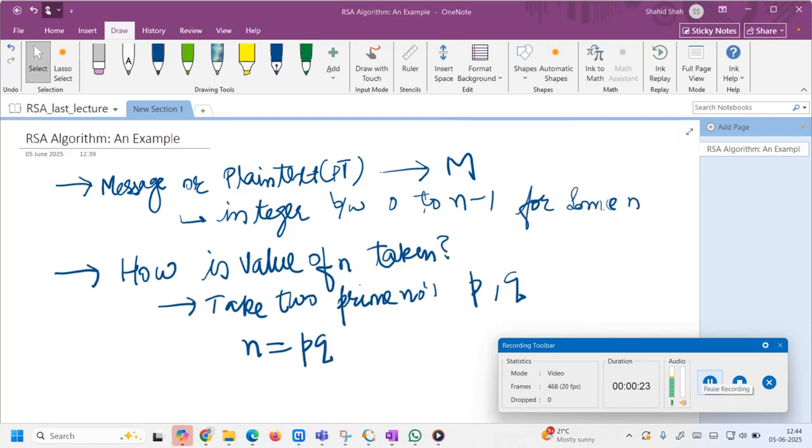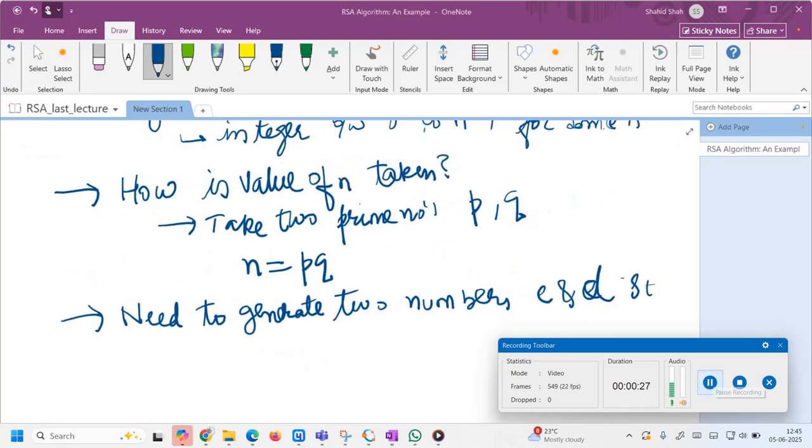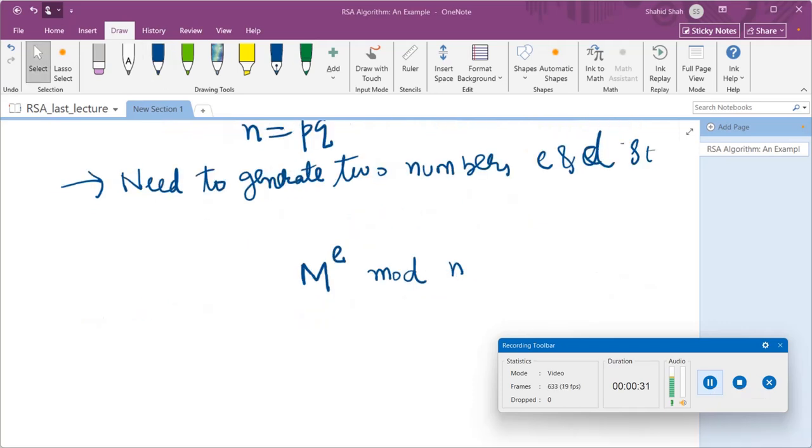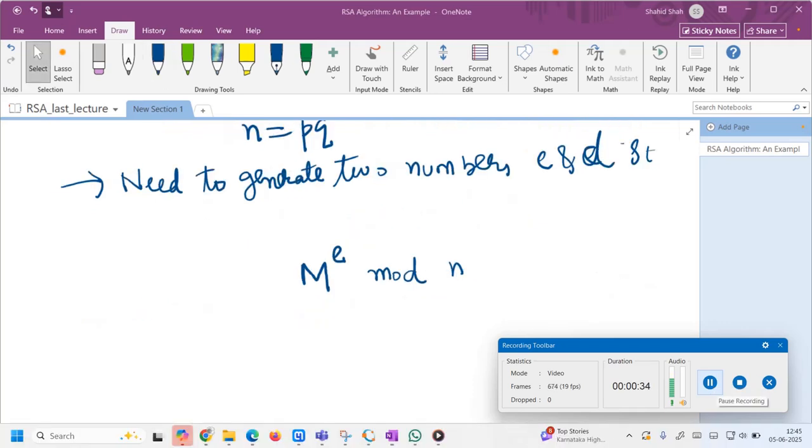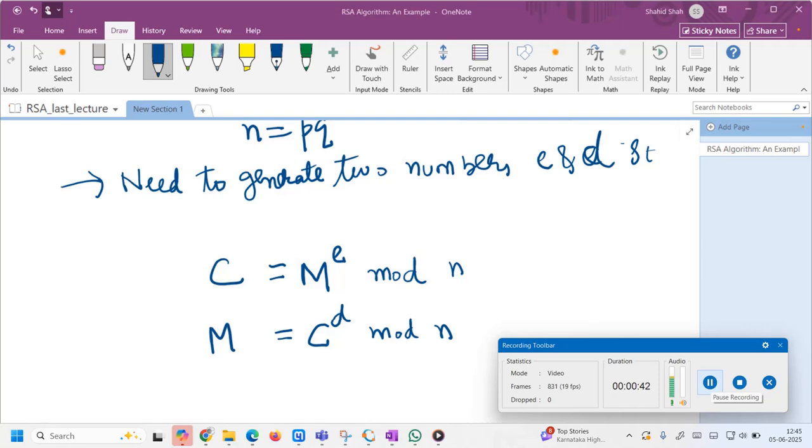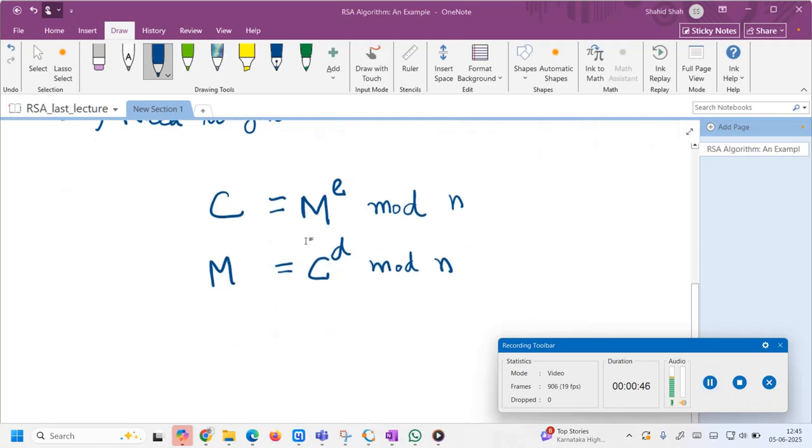But how is the value of n decided? We take any two prime numbers p and q and multiply them, and we get n. The next important step is to generate two numbers e and d such that if we take m to the power e modulo n, we get the ciphertext c, and if we take c to the power d modulo n, we get back m. That is the main scheme.